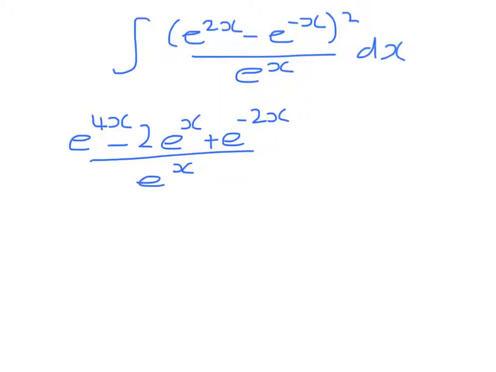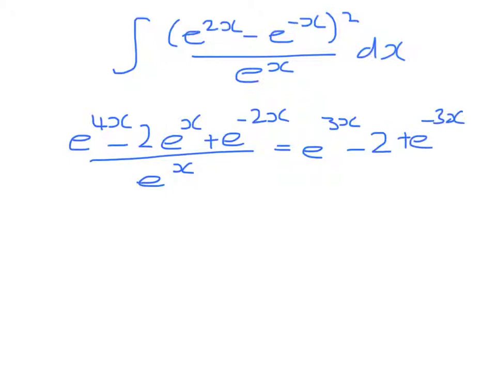e to the 4x divided by e to the x is e to the 3x. The e to the x cancels in the second term, and in the third we have minus 2x, take away x. So that is going to be e to the minus 3x.